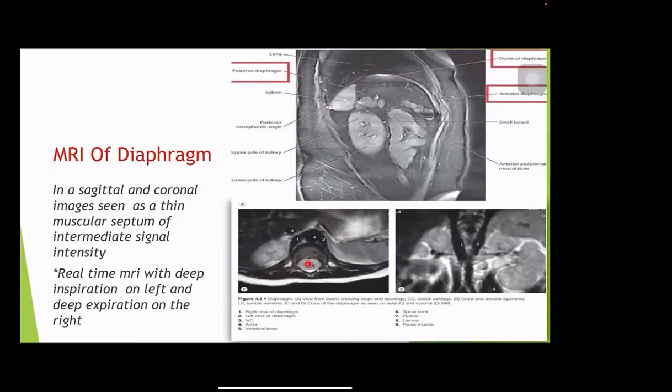This is the spinal cord. This is the right crus of the diaphragm, left crus. This is the aorta, this is the IVC, this is the lamina, the pedicle, and this is the lamina. This is also another coronal section showing this is the right crus, this is the left crus, and this is the psoas muscle.